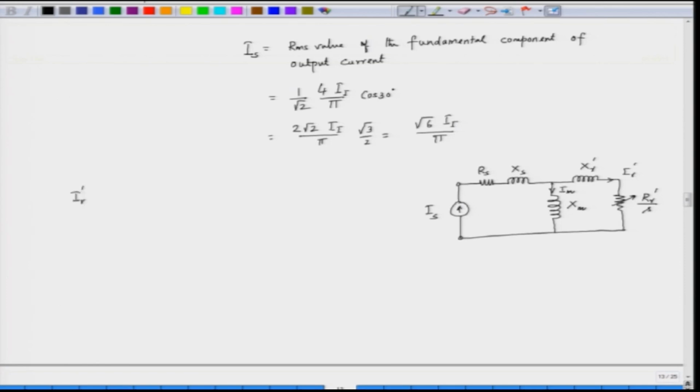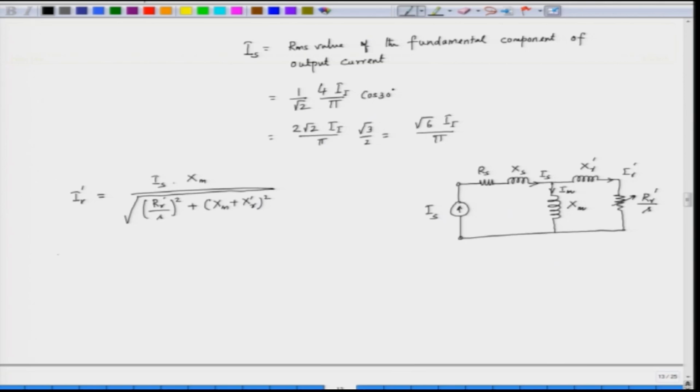So, I_R prime in this case, the magnitude is the input current, the same current I_S which is flowing into this path. So, this is I_S amplitude into X_M divided by the square root of (R_R prime by S) whole square plus (X_M plus X_R prime) whole square. So, this is the value of the rotor current.